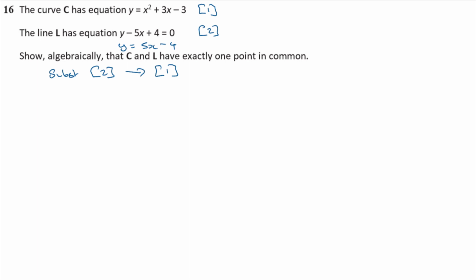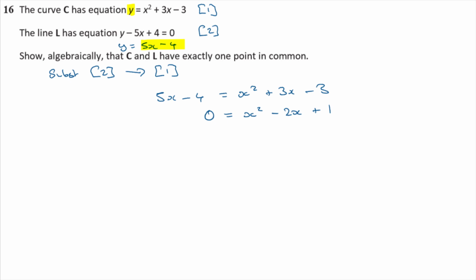So where I see the y in here, I'm going to write what y is equal to from the second equation. So I've got 5x minus 4 from the second equation is equal to x squared plus 3x minus 3. You can see y has disappeared already. So just rearranging everything on one side, I'm going to get 0 is equal to x squared. Taking 5x away from both sides, I'm going to get minus 2x. Adding 4 to both sides, I'm going to get plus 1. Okay, so I've got this formula: x squared minus 2x plus 1 is equal to 0.